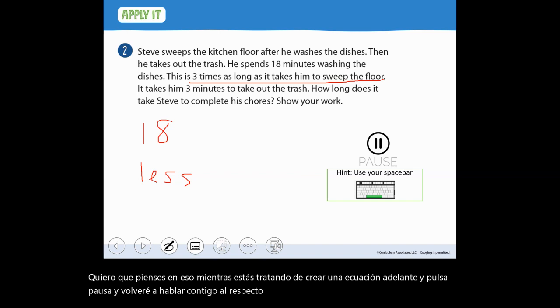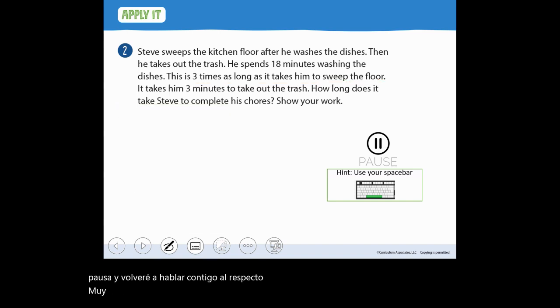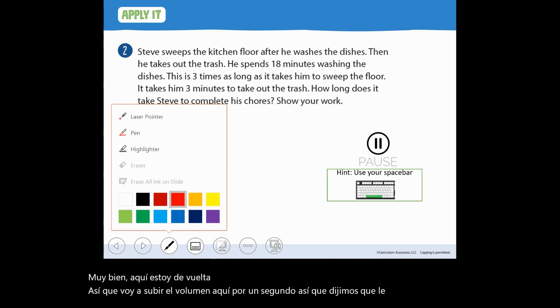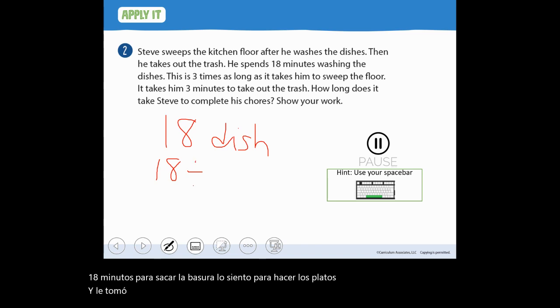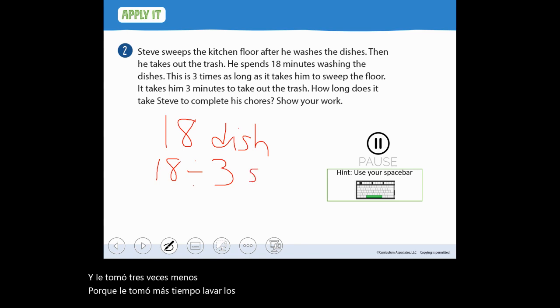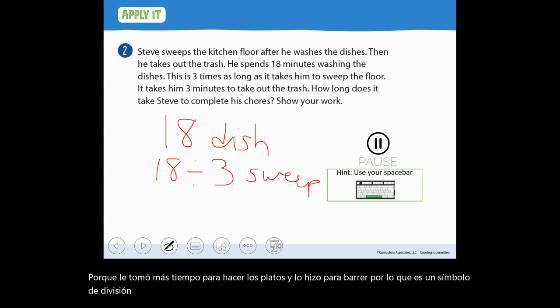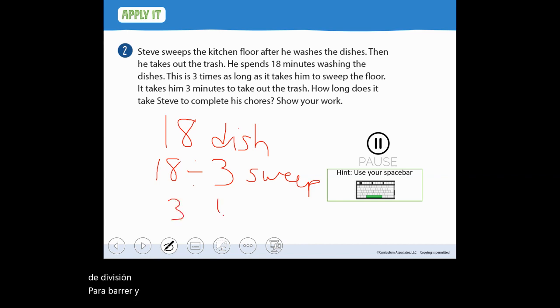All right, here I am back. So I'm just going to erase all the ink on here for a second. So we said it took him 18 minutes, sorry, to do the dishes. And it took him 3 times less, because it took him longer to do the dishes than it did to sweep. So that's a division symbol. To sweep. And then it took him 3 minutes to do the trash.